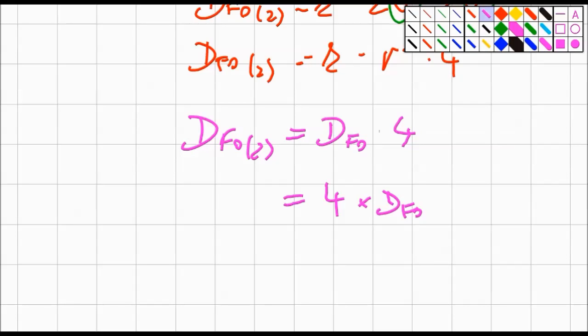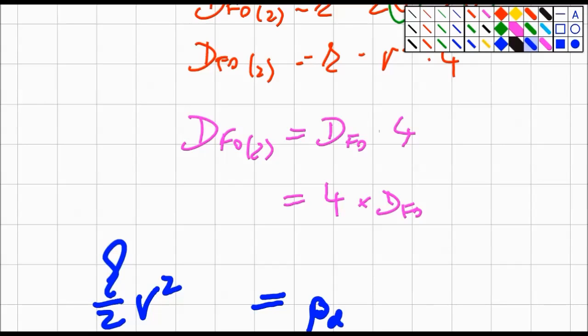That applies not only to form drag, but to skin friction drag, to induced drag, and as a matter of fact it also applies to lift, because all these formulas have ½ρV² as their key element, and that is my dynamic pressure. Rho half V squared. That's the way it is.